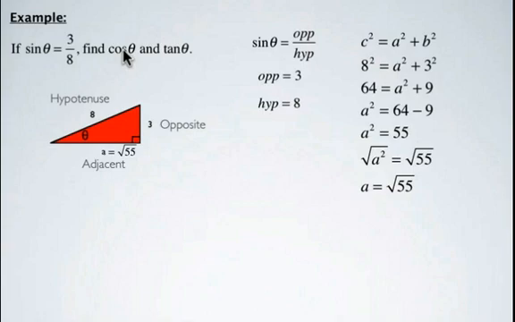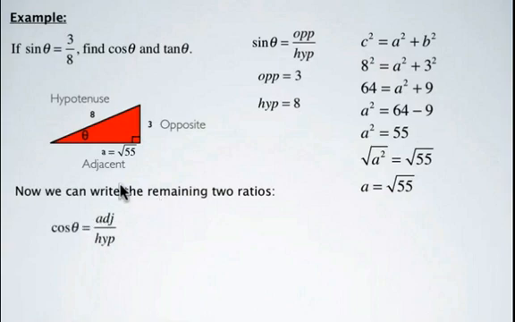And so when we set up our trig ratios for cosine and tan, we can write cosine of angle theta is equal to adjacent over hypotenuse. And remember, our adjacent we found to be square root of 55, and the hypotenuse is 8. So this is square root of 55 over 8, and leave your answer like that.